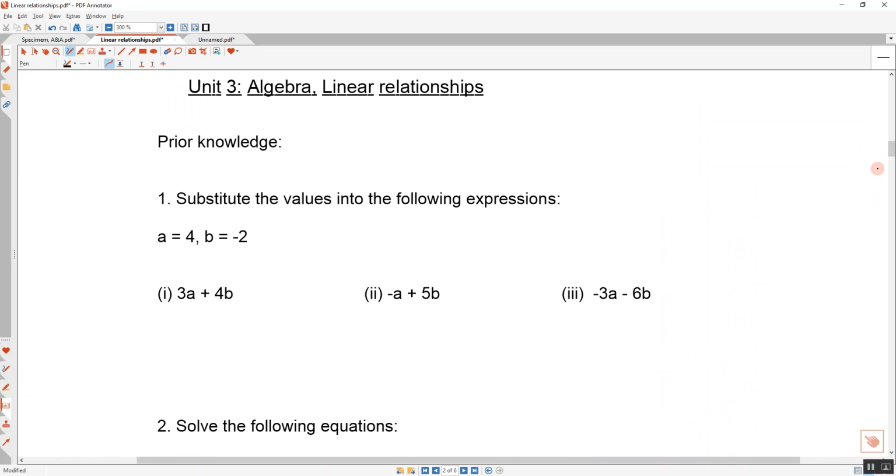So this is the kind of prior knowledge stuff that we have to be able to cover for this topic, okay? We have to make sure that we're all good at this. Now, if there's anything in here that we're not sure about, we can look at it before we actually get into this linear relationships topic, okay?